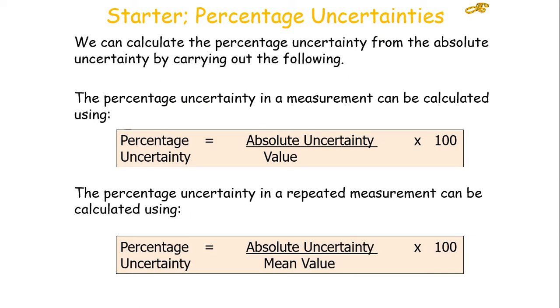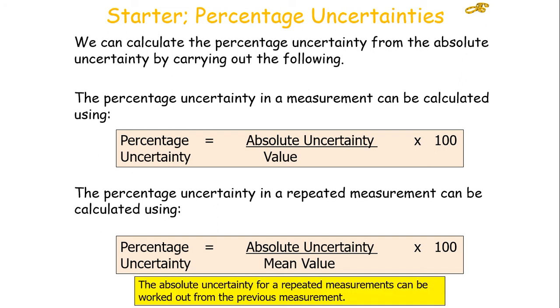Now we can calculate the percentage uncertainties from the absolute uncertainty, once we've calculated the absolute uncertainty, with the following method. We can say percentage uncertainty is the absolute uncertainty divided by the measured value times by 100. If you've used repeated measurements, percentage uncertainty is equal to the absolute uncertainty divided by the mean times by 100. Now again, the absolute uncertainty for repeated measurements can be worked out from our previous methodology, and it's good practice to reduce the percentage uncertainty to the lowest possible values.